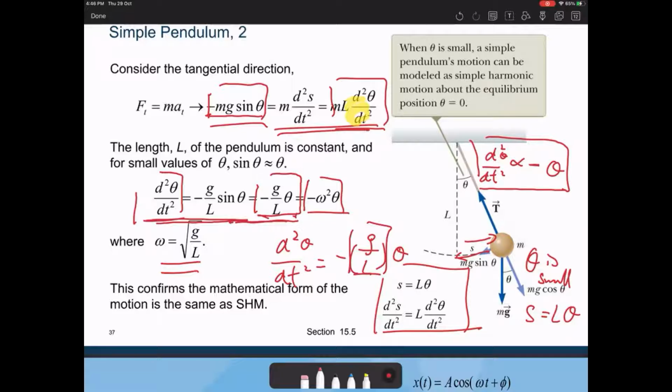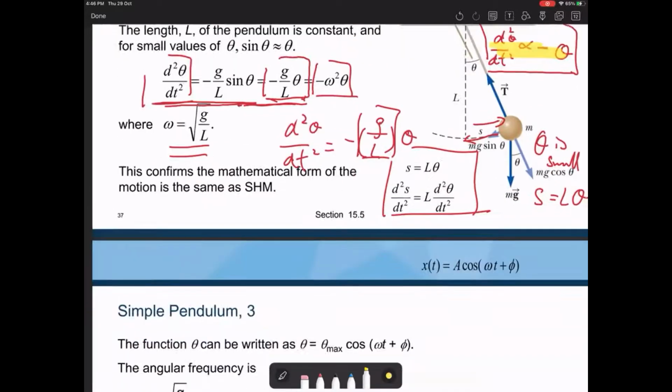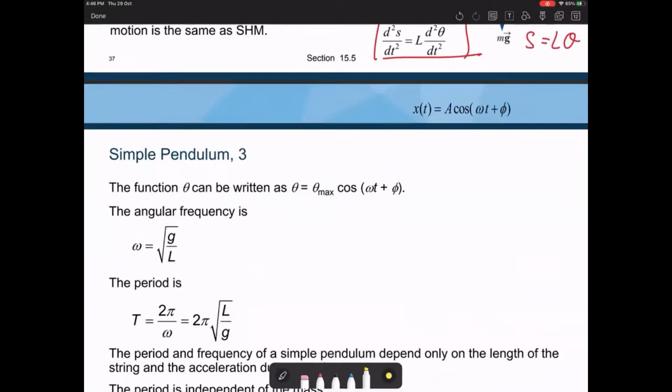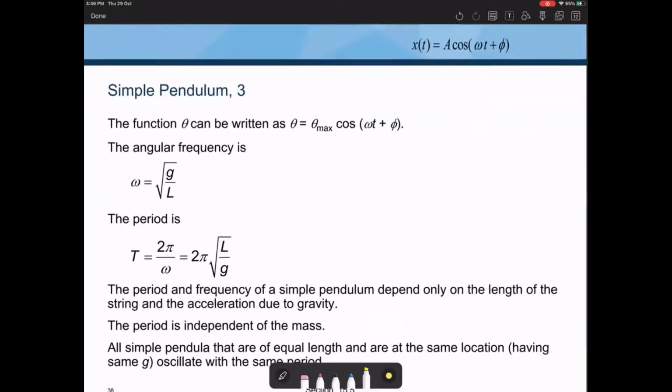And because it fits the equation form like here, it is a simple harmonic motion with omega equals the square root of g over L. Now, what does this equation tell us? Let's take a look at the next page. What does this equation form tell us?